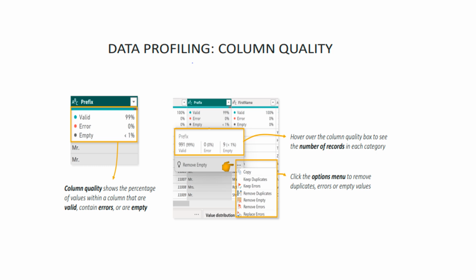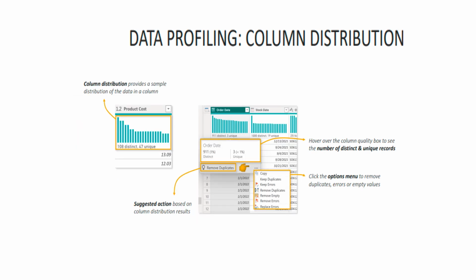Next is data profiling, column distribution. In column distribution, here we provide a sample distribution of the data in a column. You can see the product cost there. Then suggested actions based on column distribution results are given here. Over the column quality box, we can see the number of distinct and unique records.